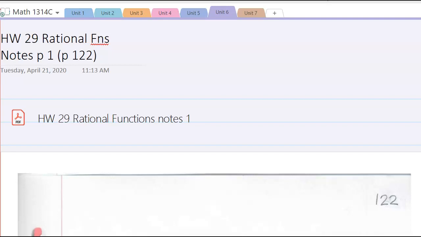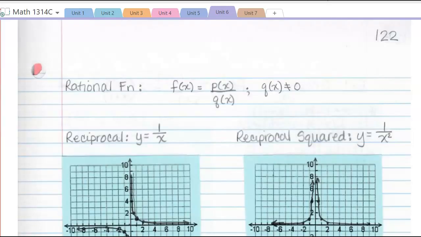This video will cover the first page of notes for the topic of rational functions. The first thing we want to do is review the definition of a rational function. All it is, is a polynomial in the numerator and a polynomial in the denominator, but we've got to make sure that the denominator does not equal 0. Remember that if we have a fraction with 0 in the denominator, then it's considered undefined.